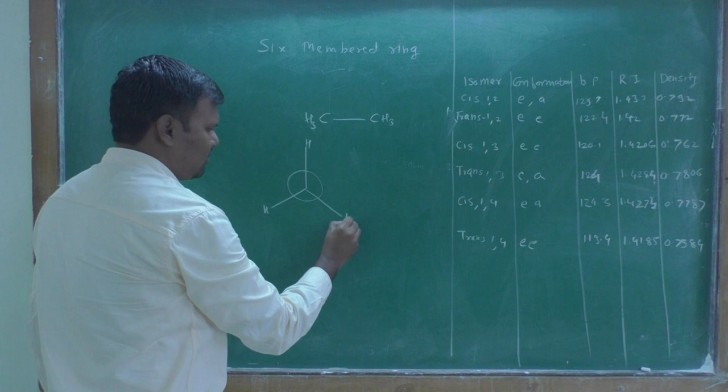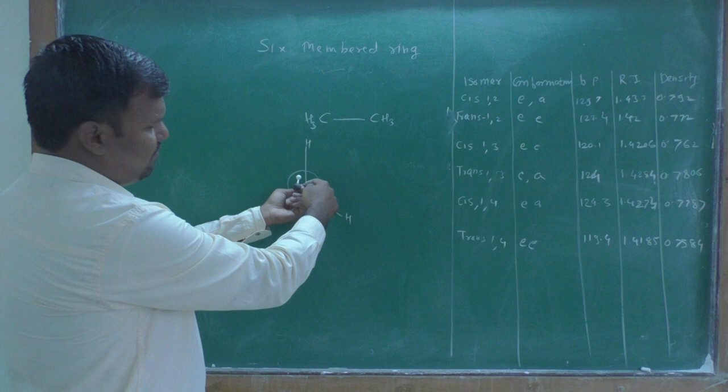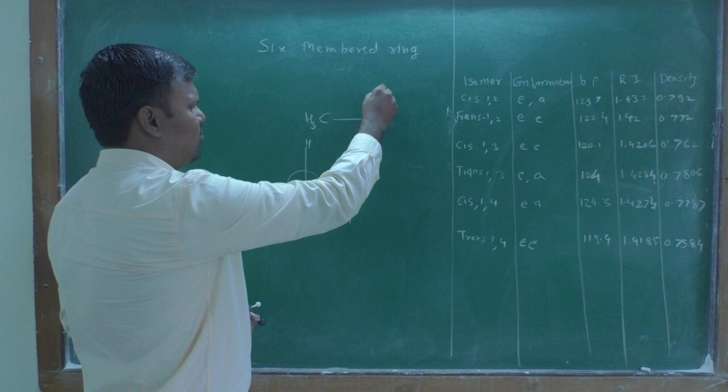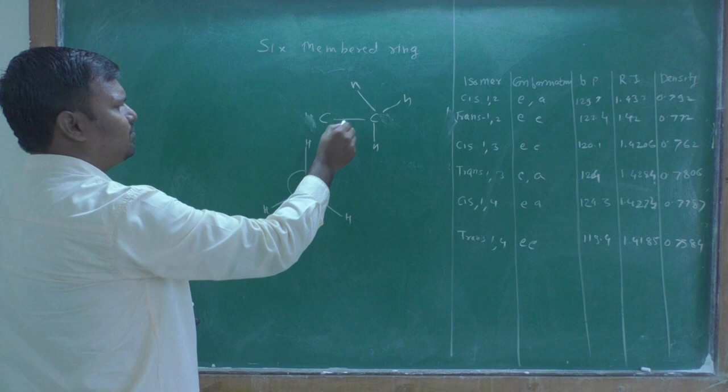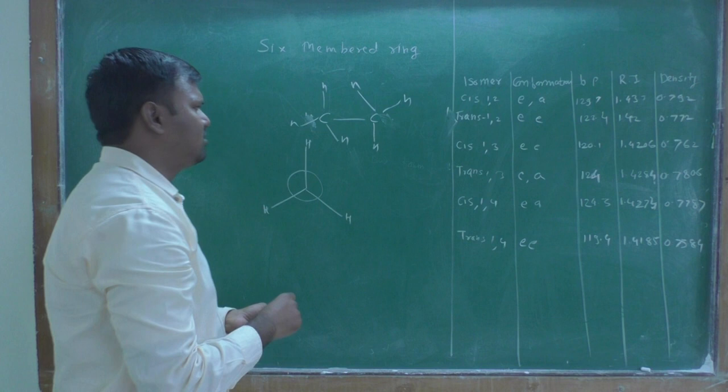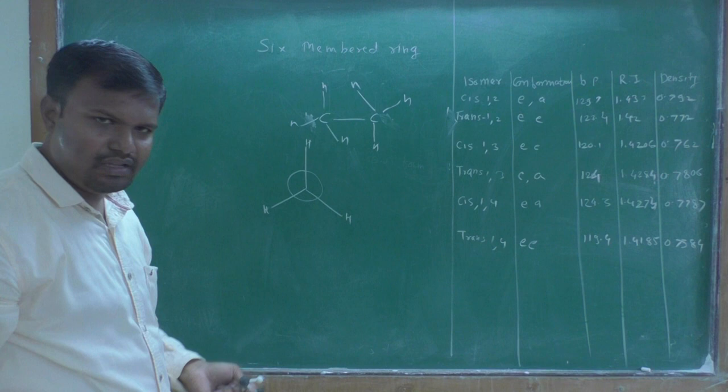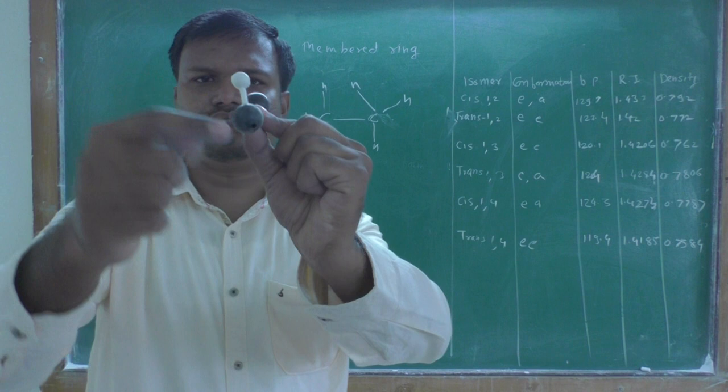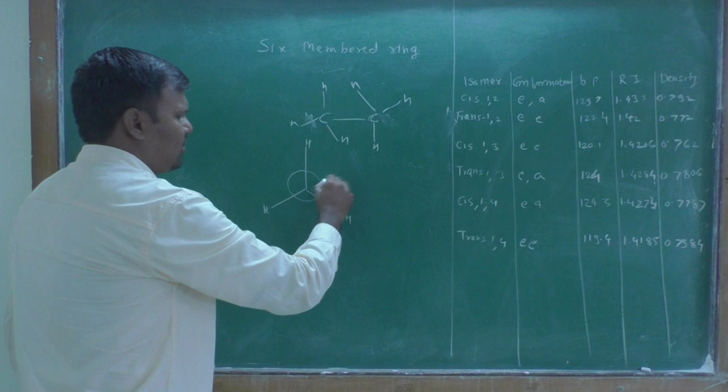First hydrogen, second hydrogen, and third. And behind this, there is also a carbon having three hydrogens. One hydrogen, second hydrogen, and the third hydrogen. In this also, first, second, and third hydrogen. When you look from this side, you find the first, second, and third hydrogen, and behind this, the first, second, third hydrogen is there. Therefore, you can show this molecule like that.